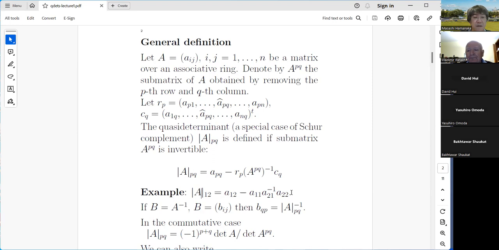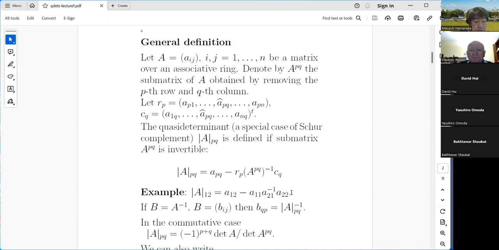Sorry, I have one question. If the submatrix is not invertible, the quasi-determinant is not defined? Yes, we say that it is not defined. I see. Thank you. So it's defined only in this case.